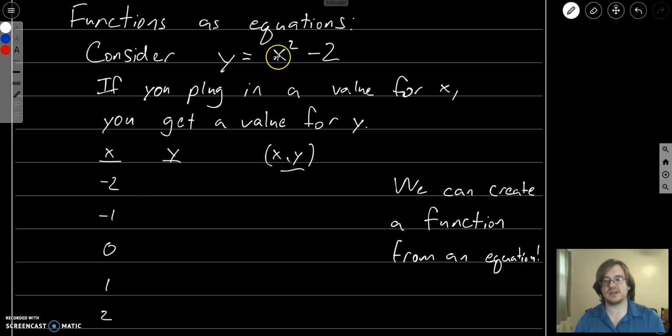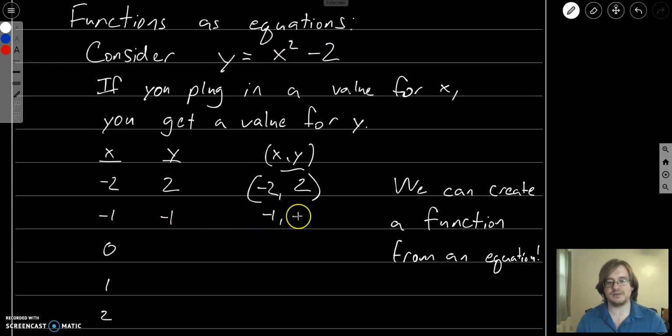So for instance, if I plug in negative 2 into here, negative 2 times negative 2 is 4, minus 2 is 2. So negative 2 will be related to 2. So we are defining this relation. Negative 1, if I plug in a negative 1 in here, I get negative 1 squared is positive 1. Positive 1 minus 2, well, that's negative 1. So negative 1 is related to itself. It's perfectly valid. Negative 1 can be related to whatever we want it to be.